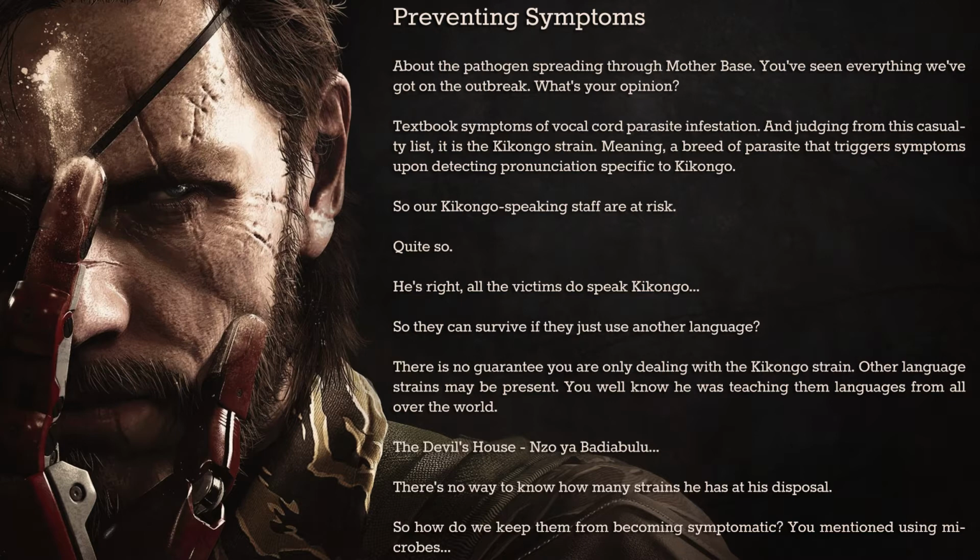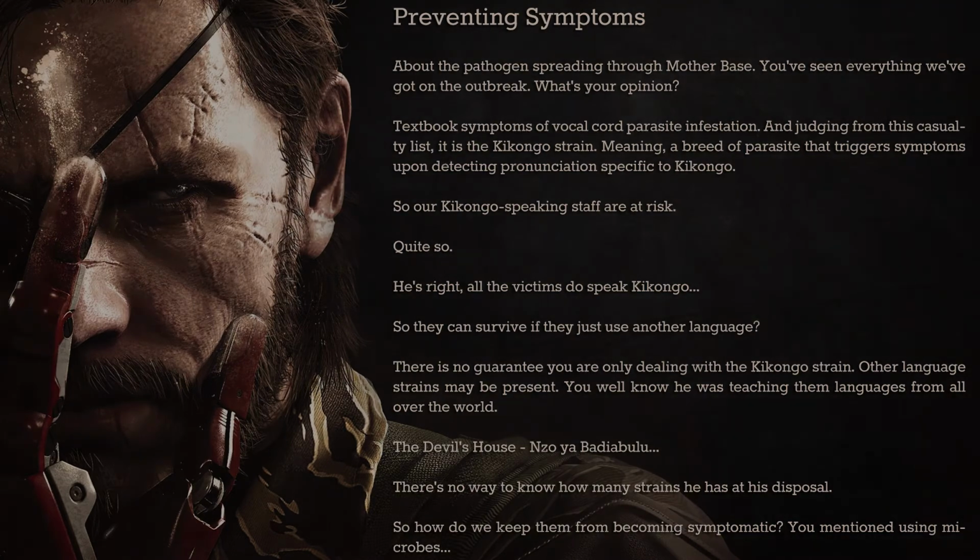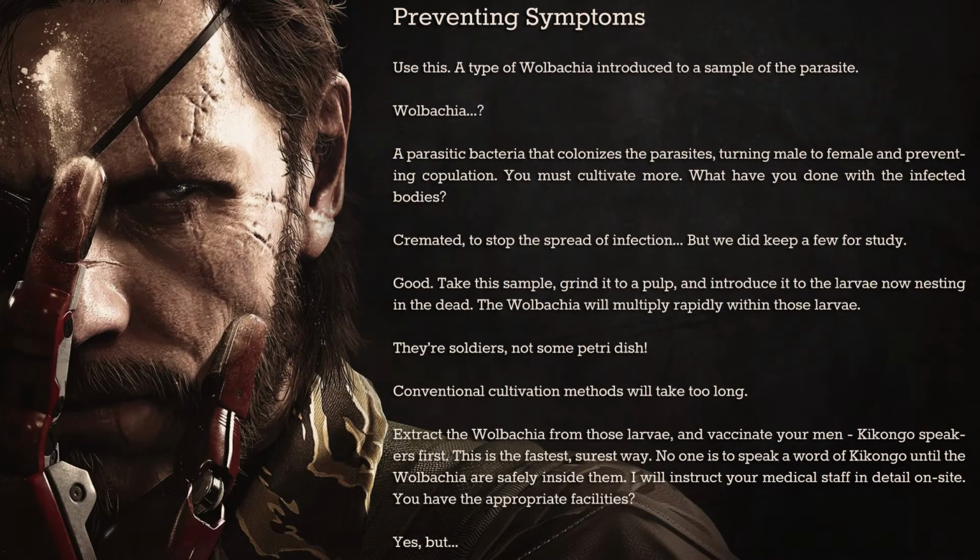You well know he was teaching them languages from all over the world. The Devil's House. Nzoya Badiabulu. There is no way to know how many strains he has at his disposal. So how do we keep them from becoming symptomatic? You mentioned using microbes. Use this. A type of Wolbachia. Introduced to a sample of the parasite. Wolbachia? A parasitic bacteria that colonizes the parasites, turning male to female and preventing copulation.